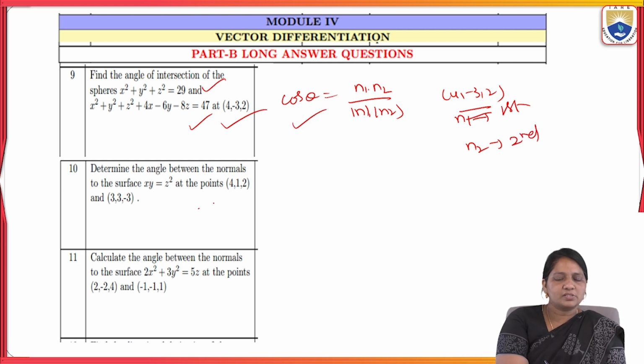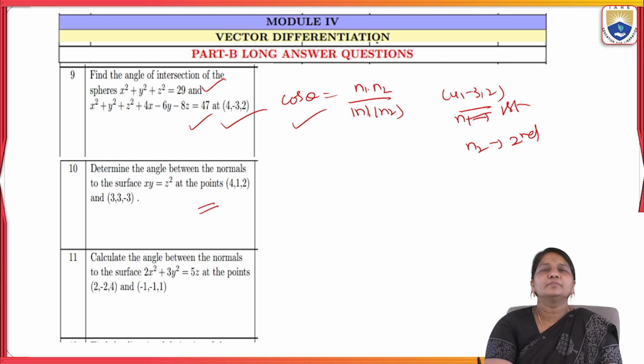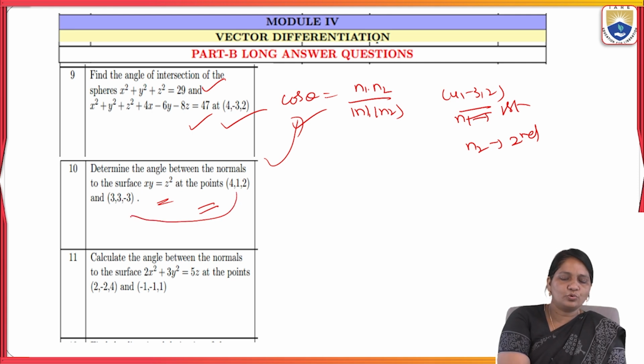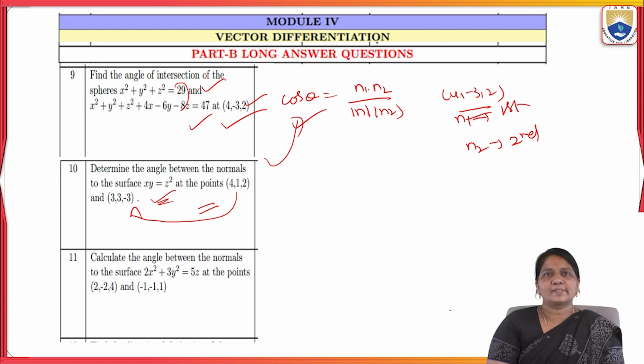And here also in the same way, we have to calculate the angle value by using the formula, but here they have given only one surface. You have to use the 2 points here. Before, two surfaces and 1 point; here 2 points for the one surface.